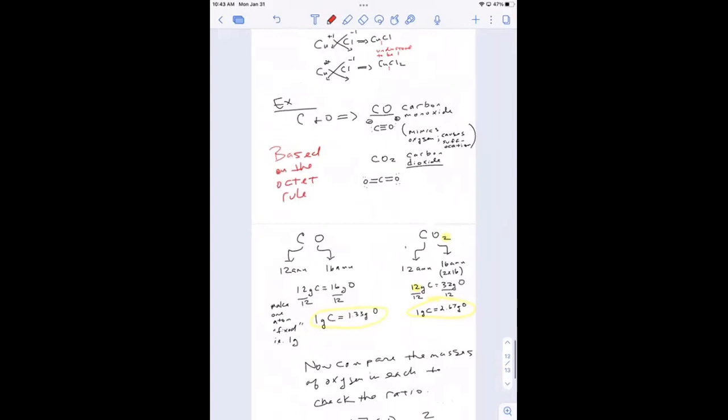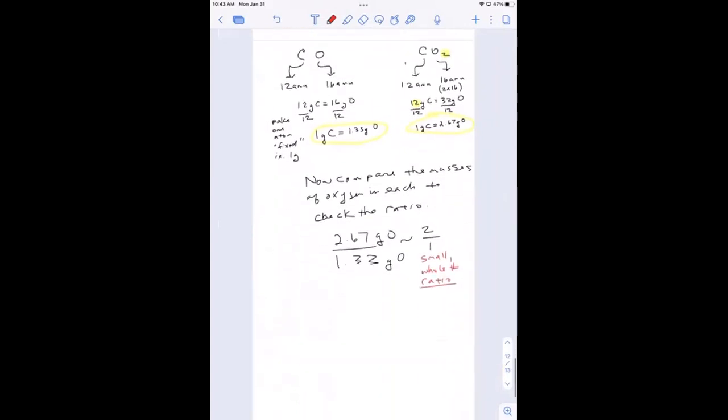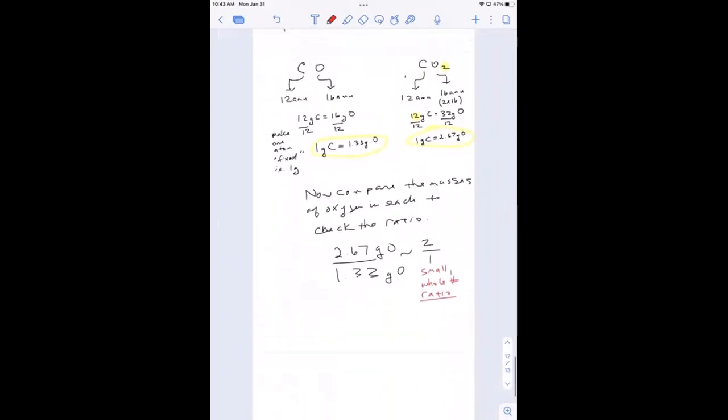Right, that's how you get these different compounds, because of the octet rule, which we're going to talk about later. All right. Any questions about this example?